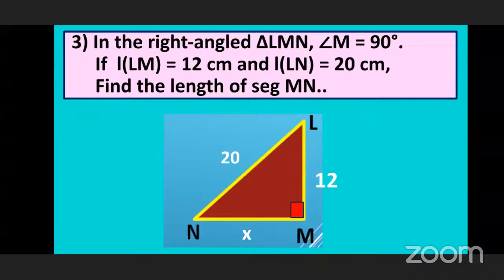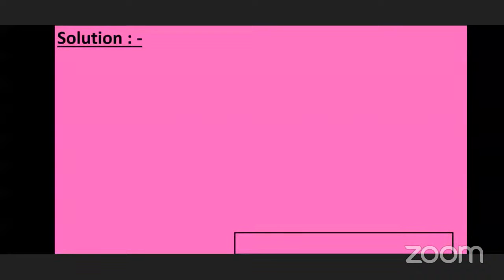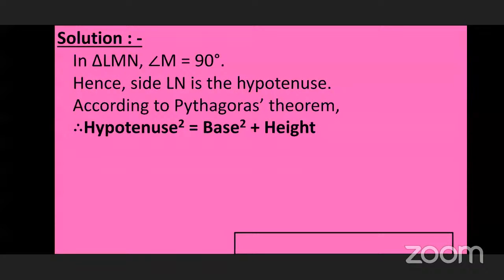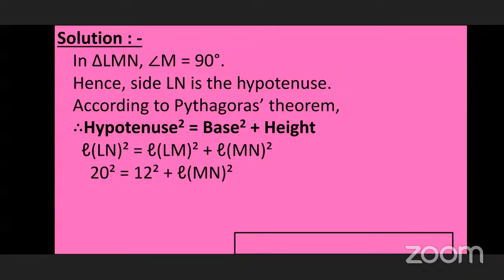Okay. Now it is the time to start with the solution. So in triangle LMN, M is 90. Therefore, side LN is the hypotenuse. First, we will put the formula. Then we will write the name of the lengths or sides. And after this, we will substitute the values. LN is 20 square. LM is 12 plus MN. MN is not given.